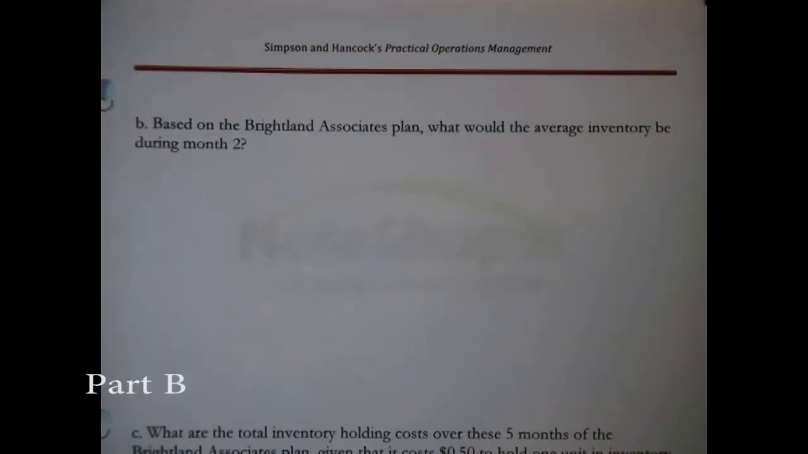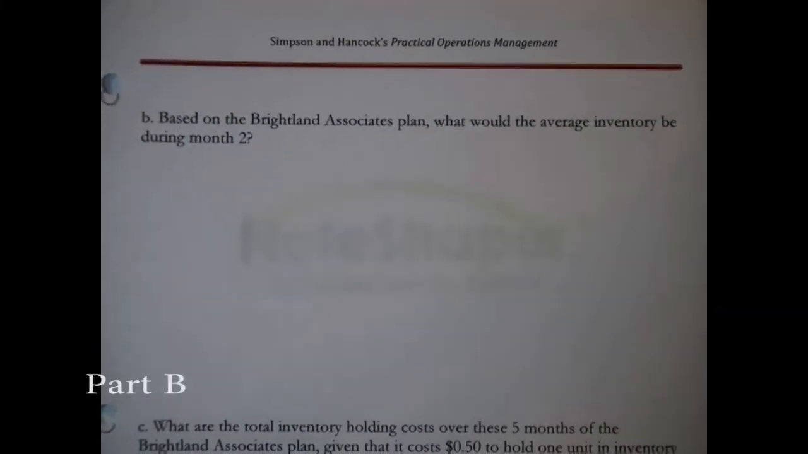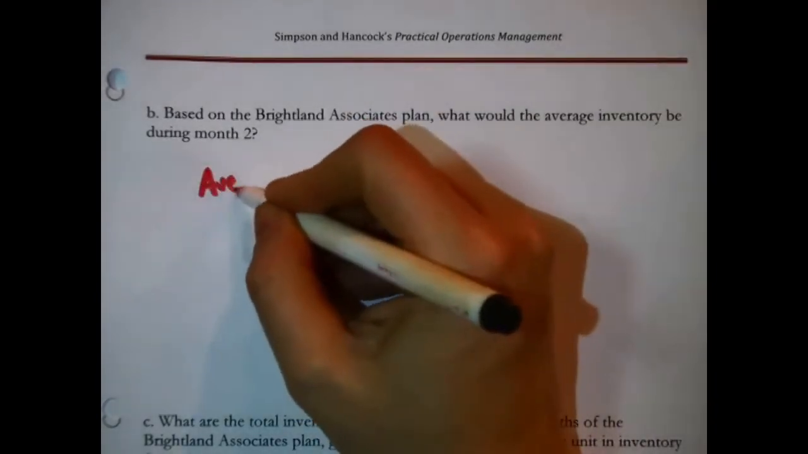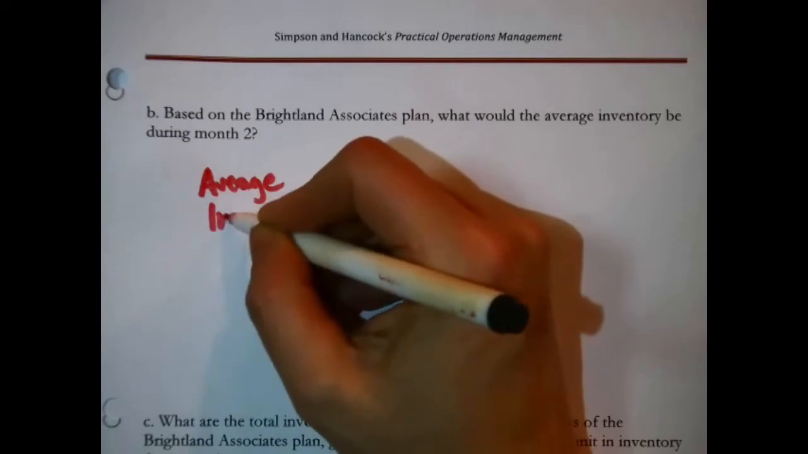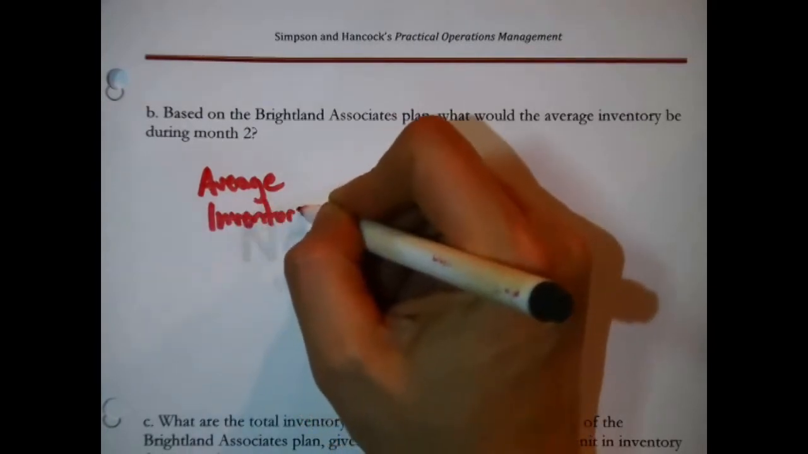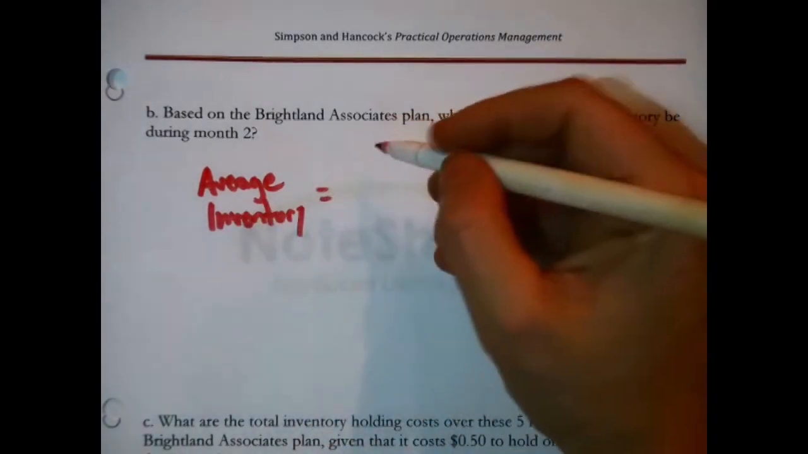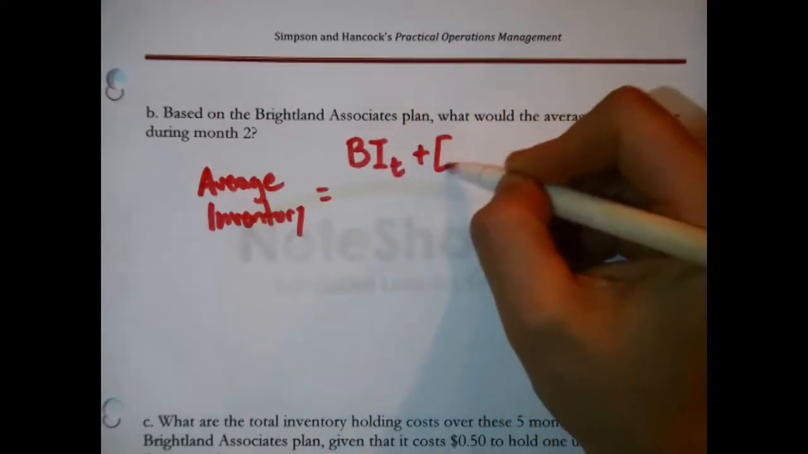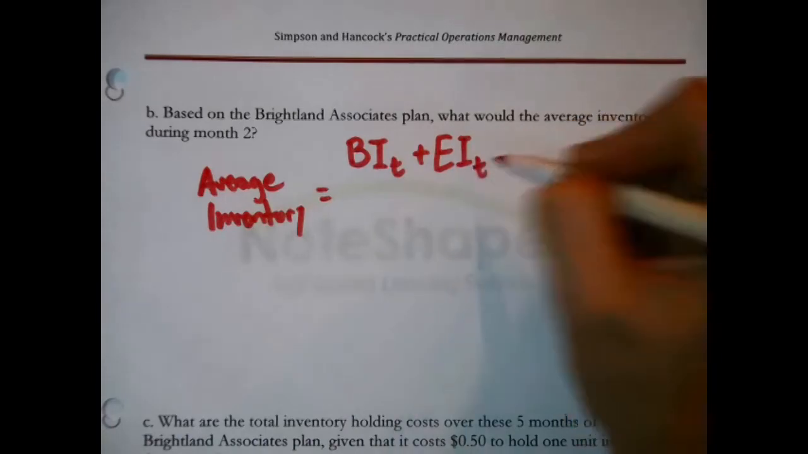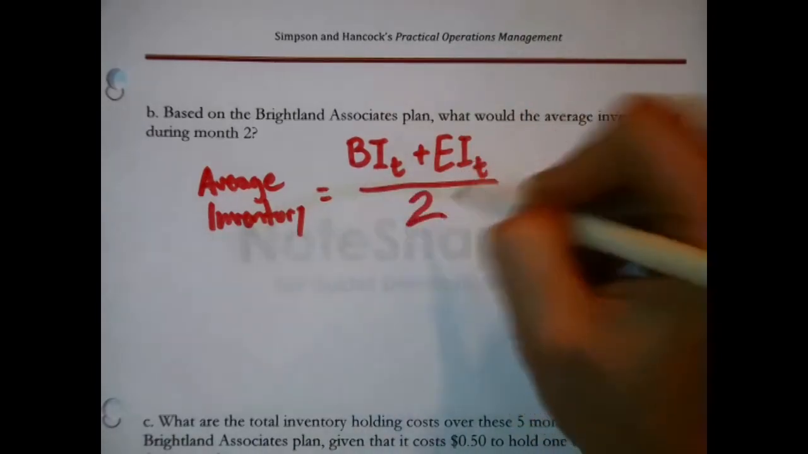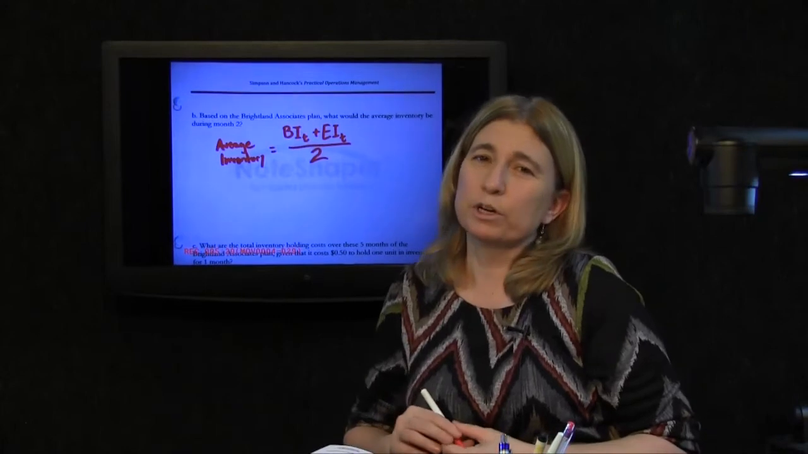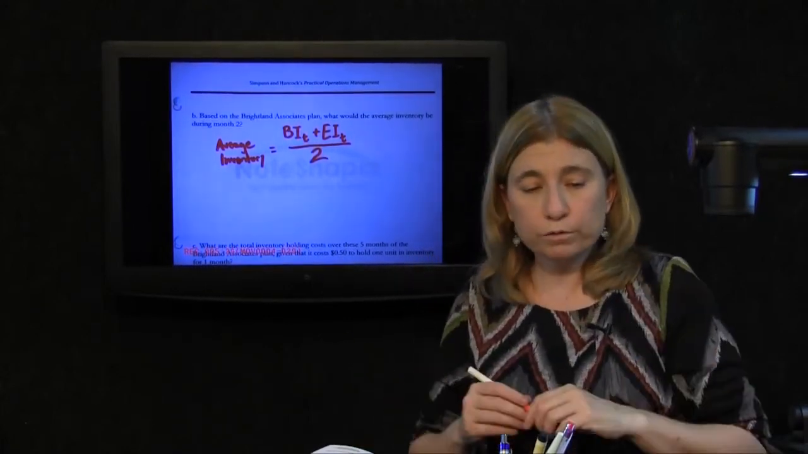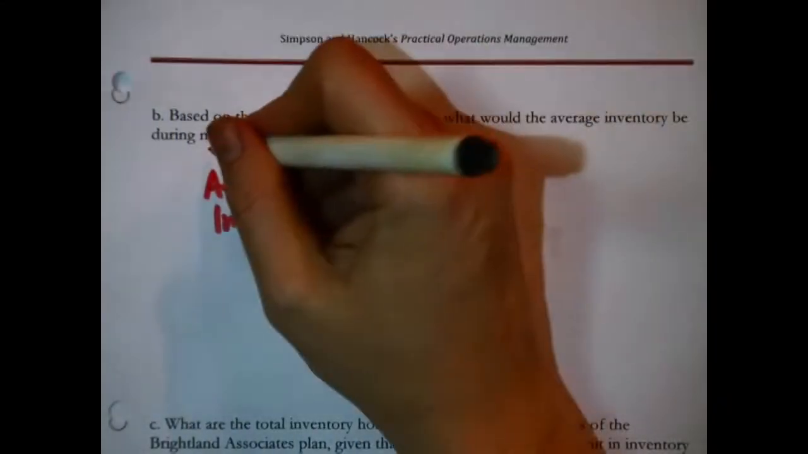Based on the Brightland Associates plan, what would the average inventory be during month 2? Oh, average. What I calculated on my table was ending inventory, what you ended with. Average inventory is similar but not the same. It's beginning inventory plus ending inventory divided by 2. To determine the average inventory in a period, you're basically averaging the beginning and the ending inventory of that period.